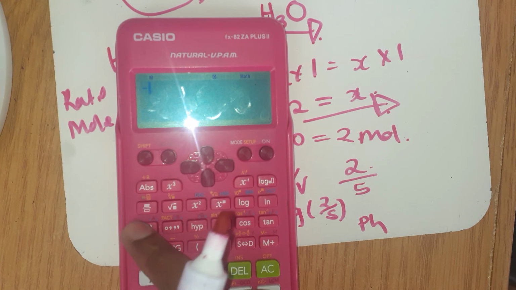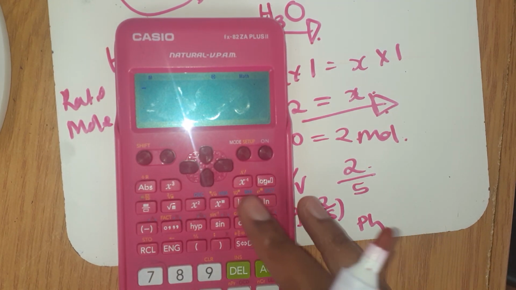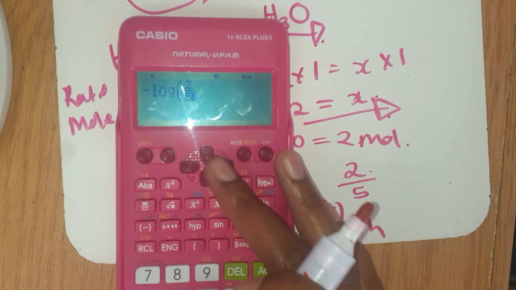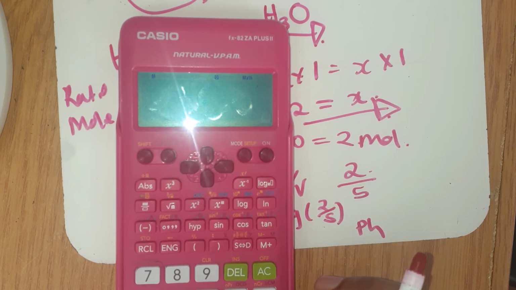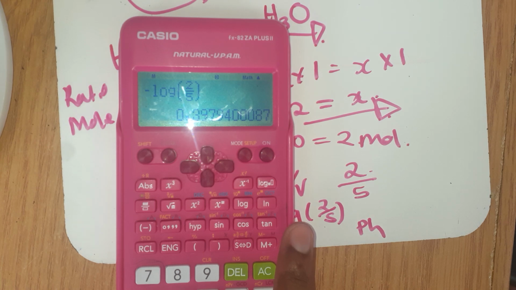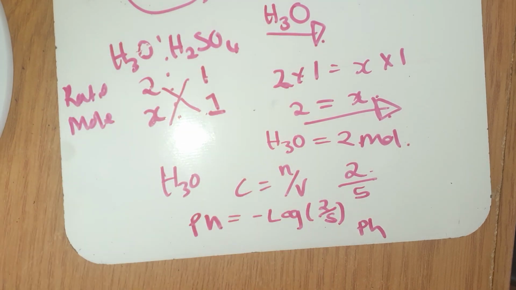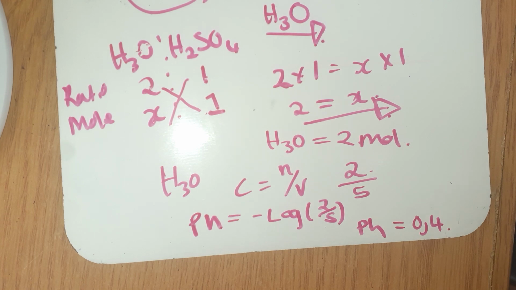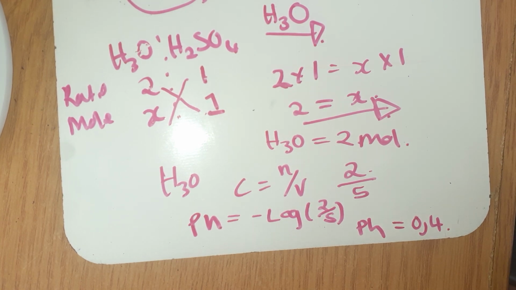You say negative log 2/5. That's going to give us 0.39, and that will be rounded off to 0.4. It does not have a unit of measure. I hope you understand that.